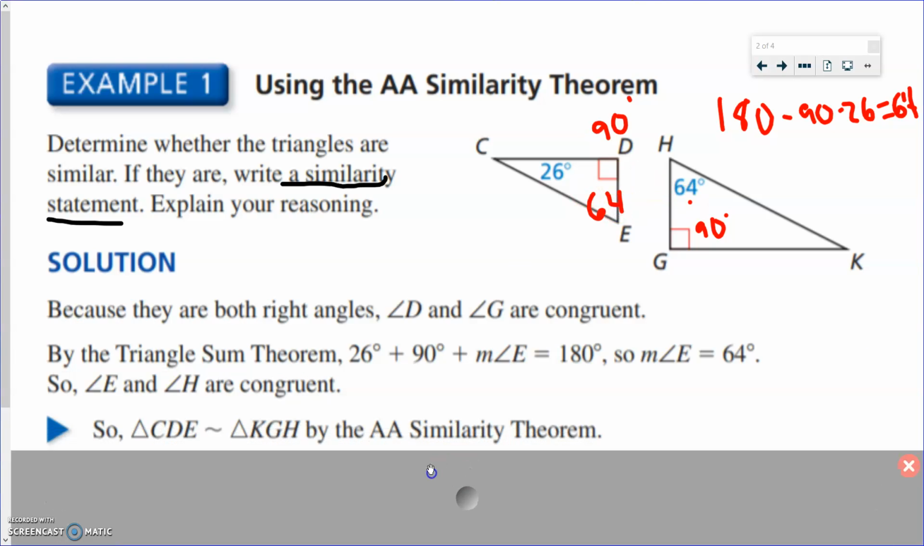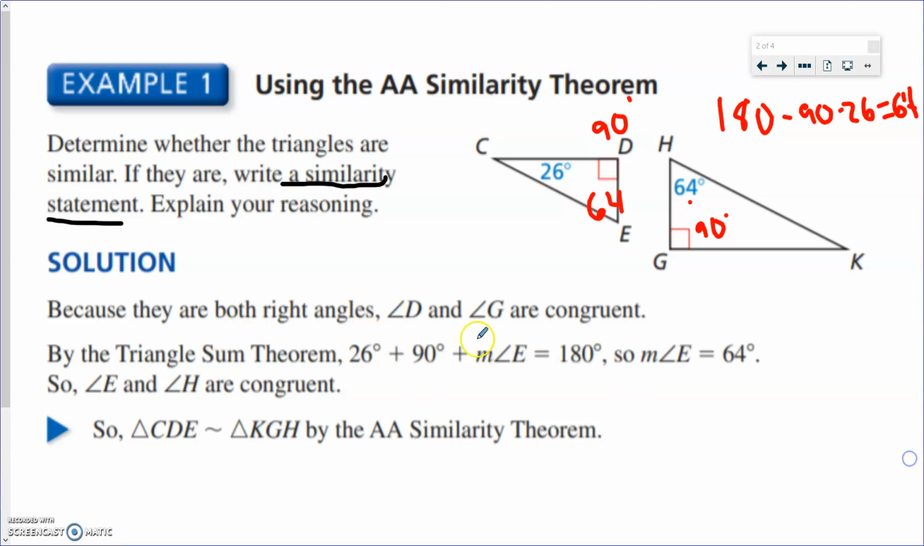So our solution says, because both triangles are right triangles, they both have a 90. D and G are congruent. So that's one pair. We just need another pair. By the triangle sum theorem, 26 plus 90 plus E must equal 180. That's kind of what I said up here. So E equals 64 degrees. So angle E and angle H are congruent. We have two congruent pairs of angles.